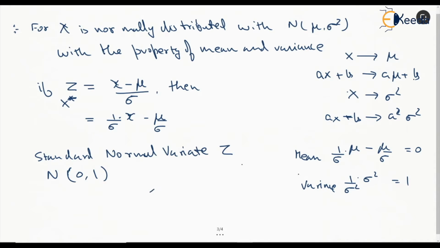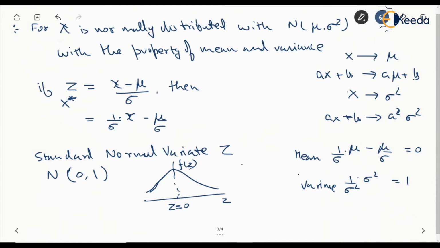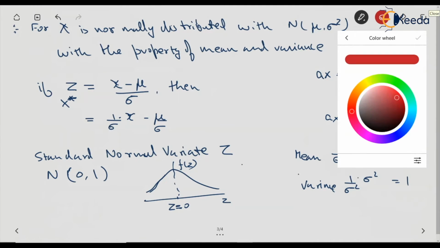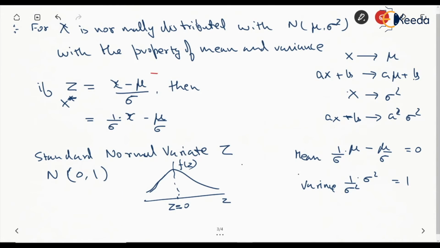So if I'm just roughly drawing, let's say this is the curve, then the mean value is going to be about z equal to 0. This curve is going to be about z equal to 0 because that is the new mean. This is z, this is f of z, right? So this is the standard normal variate and we'll be using it in many cases. So we have to make sure that we know what this is, and as per that what the variance and mean are. This is very important.